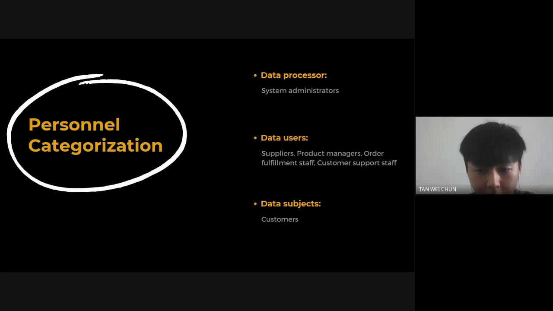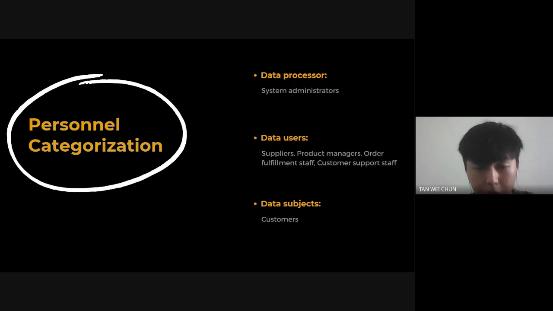So the next one is the data user. The data user means the people who consume or use data to perform their job duties or achieve specific objectives. For example, the suppliers, the product managers, the fulfillment staff, and the customer support staff. The last one is the data subjects. That means the subject of personal data that is being collected, processed, stored, or otherwise handled by an organization or entity. So the customer is an example of a data subject.